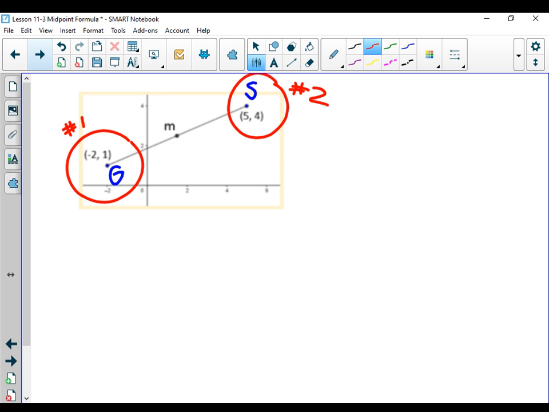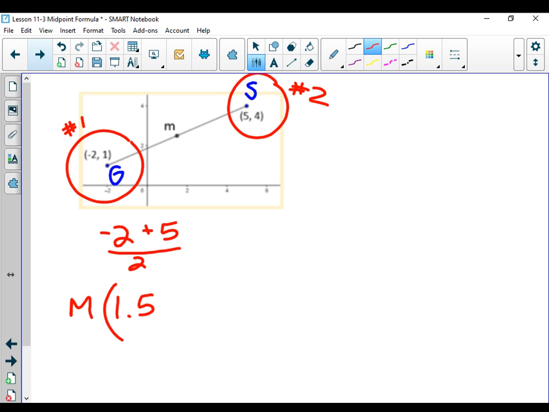X from group 1, -2. X from group 2, 5. -2 plus 5 is 3, divided by 2, 1.5. It's okay to have a decimal. It's not my favorite thing to graph, but we can do it.